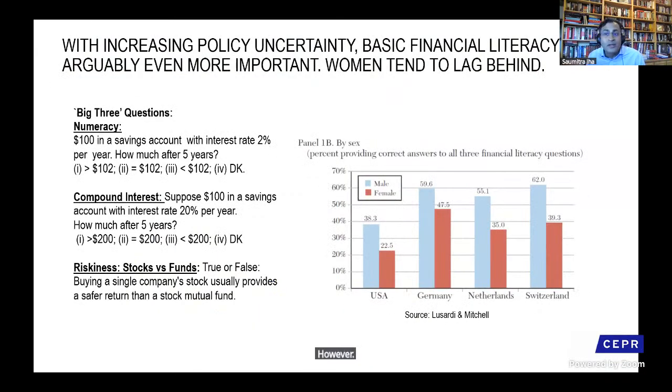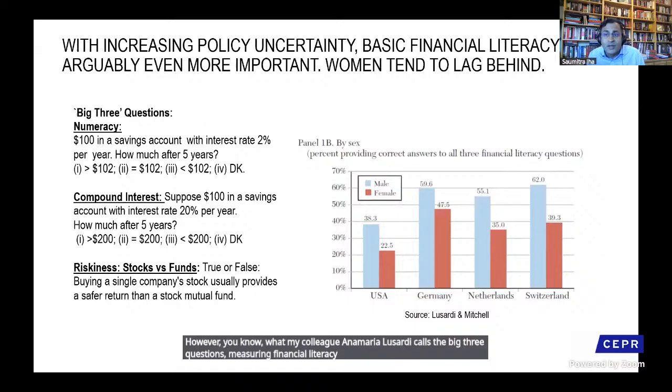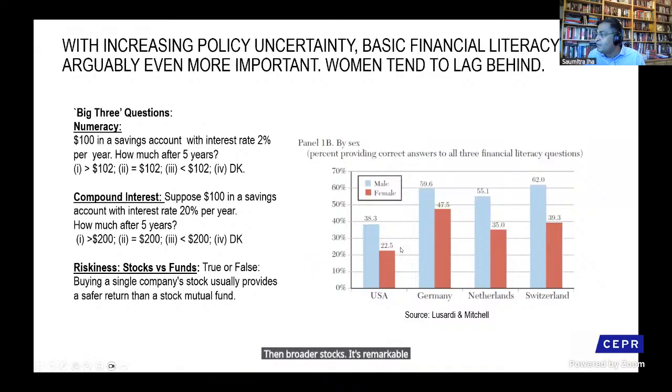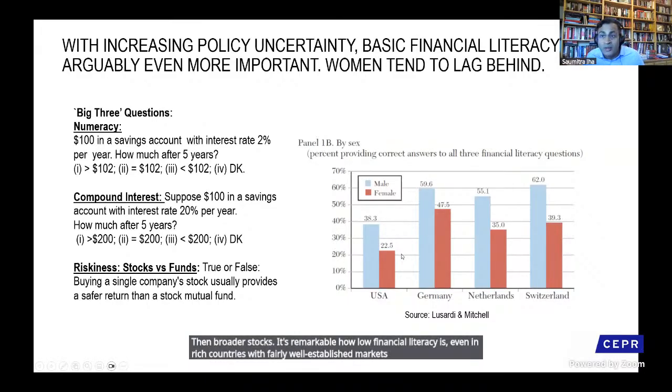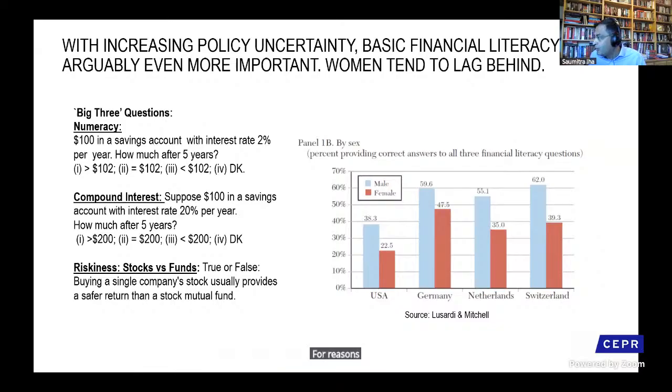However, what my colleague Anna Maria Lusardi calls the big three questions measuring financial literacy, which are the basic ways one might manage risk, just knowing and understanding basic numeracy about savings accounts, about compound interest, about diversification, whether a mutual fund is less risky or more risky than broader stocks. It's remarkable how low financial literacy is, even in rich countries with fairly well-established markets, let alone in many developing countries. And this is particularly the case for women, where there's a gender gap for reasons that I may not have time to get into, but perhaps we can talk about in Q&A.